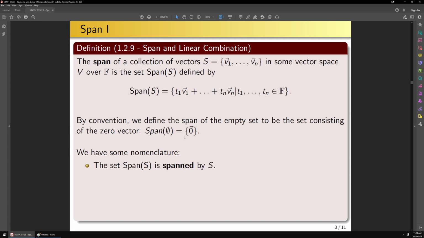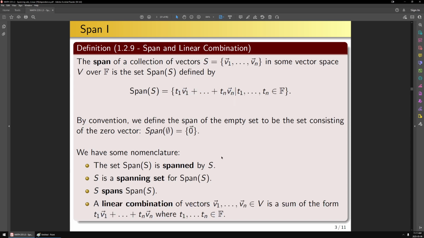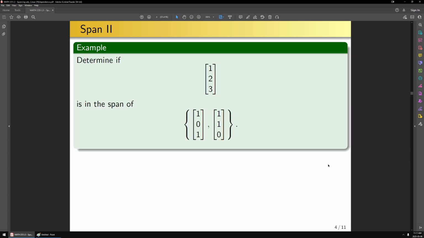So, the set span of S is said to be spanned by S. We can also say this by saying S is a spanning set for span S, or more simply, S spans span S. And this thing up here, I already used the nomenclature, but it's called a linear combination. So a linear combination of a collection of vectors is simply a sum of this form. Okay, so next slide. Let's look at some examples.